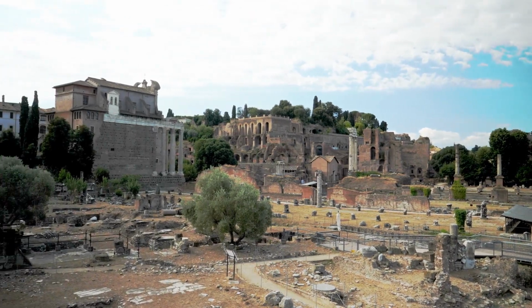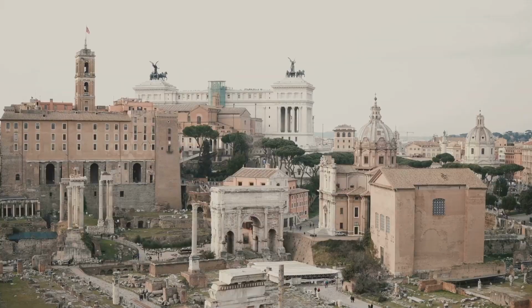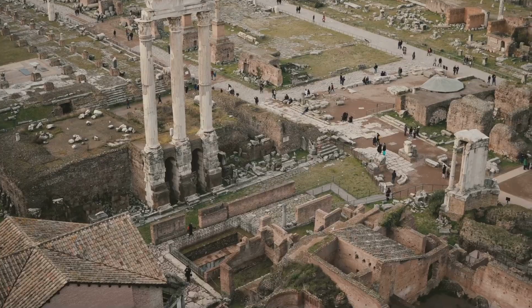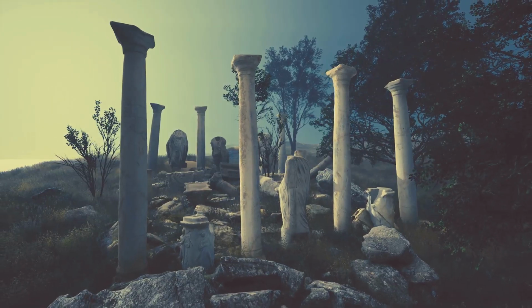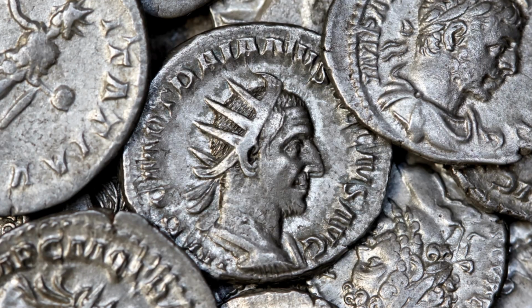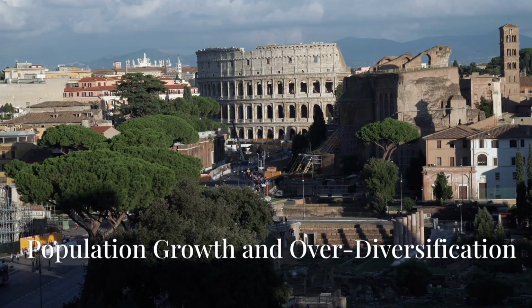The Roman Empire is one of the most famous examples of a civilization that experienced a complex decline. The Roman Empire lasted for nearly 500 years, dominating Europe, North Africa, and the Middle East. However, by the 5th century CE, it began to disintegrate. The key factors that led to its fall include population growth and over-diversification.